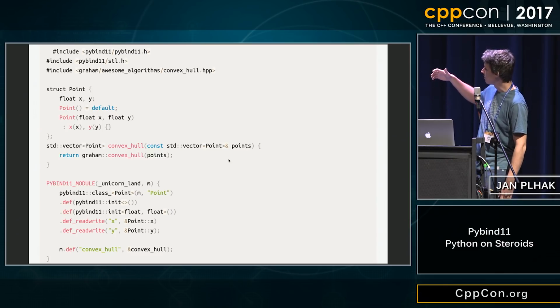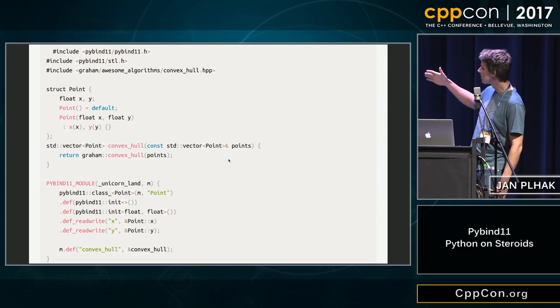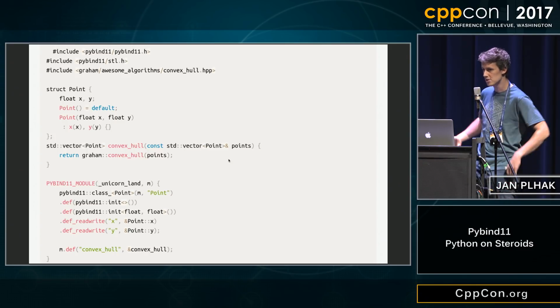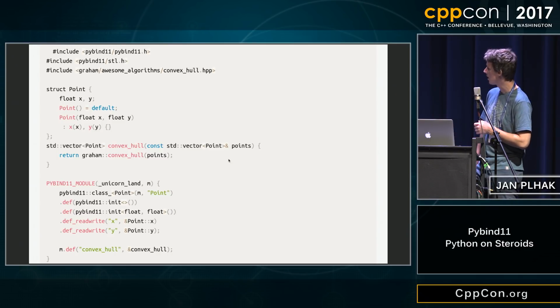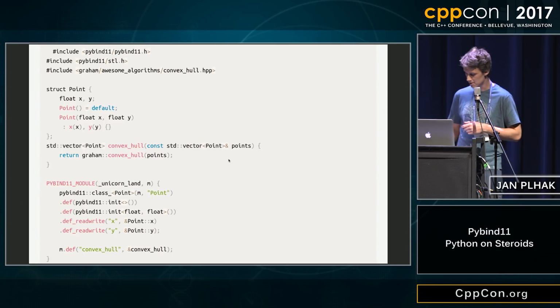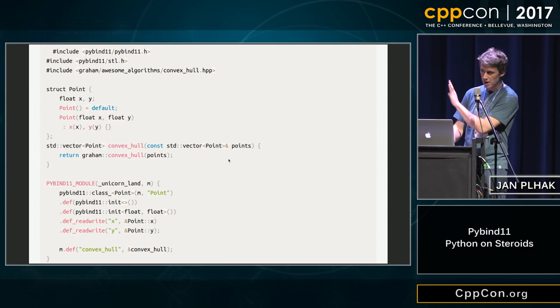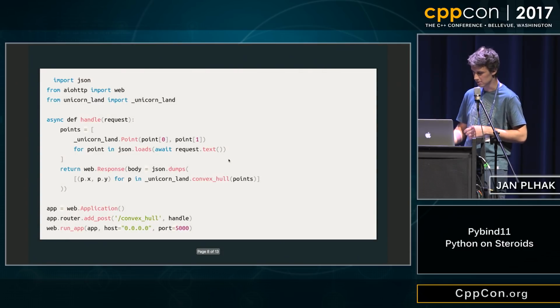And then we define a point. We define its constructors. You can see that it's very easy to define constructors. You just name the signature of the point, and it just does its magic. And then you say it has some attributes like x and y. And then you bind the convex hull algorithm. And then you go to Python, compile this thing, and import it into Python, like this.